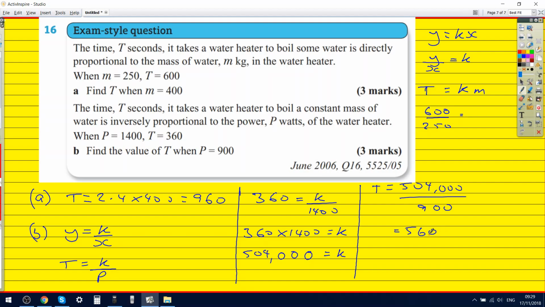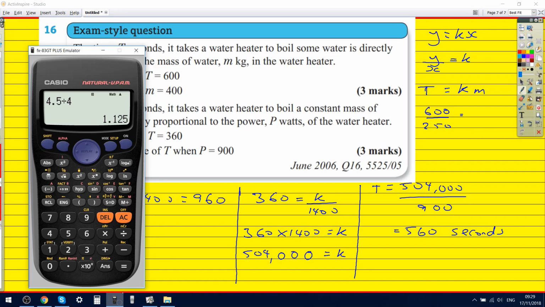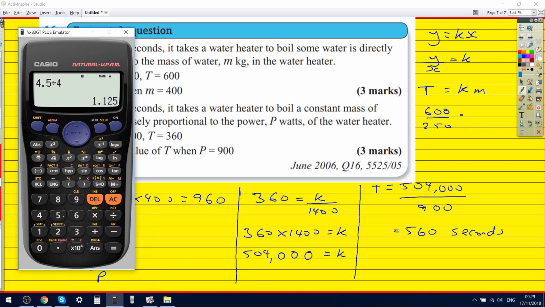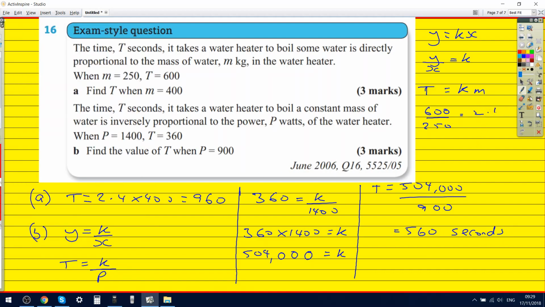So that's 560 seconds, because t is in seconds. What would that be in minutes? You would divide it by 60. 9 minutes and 20 seconds. Okay, so I'm just going to leave it as seconds because they left it as seconds. But actually our answer isn't too crazy. It's just because it's in seconds. 9 minutes 20 seconds is pretty normal.